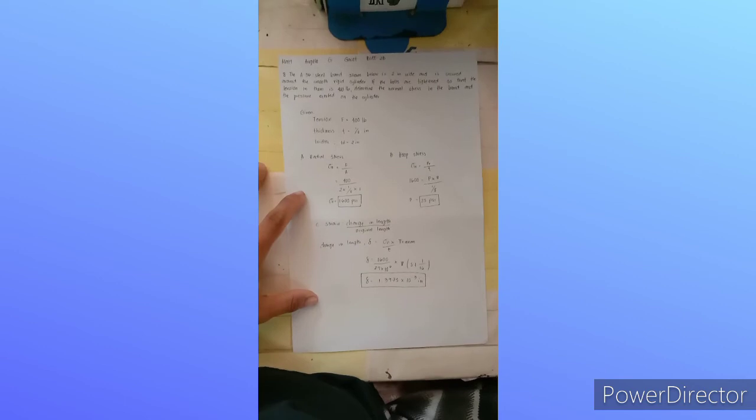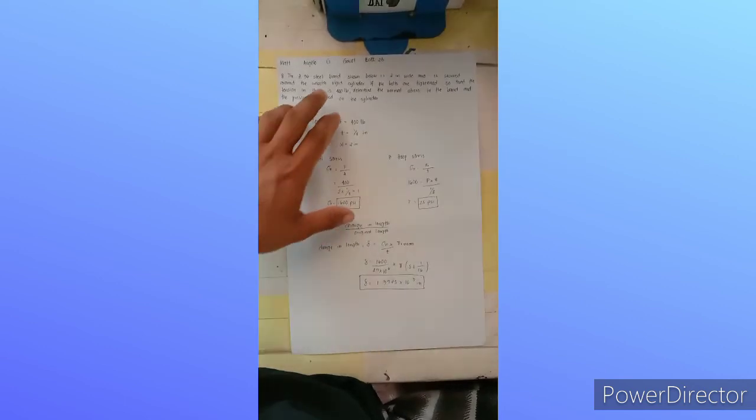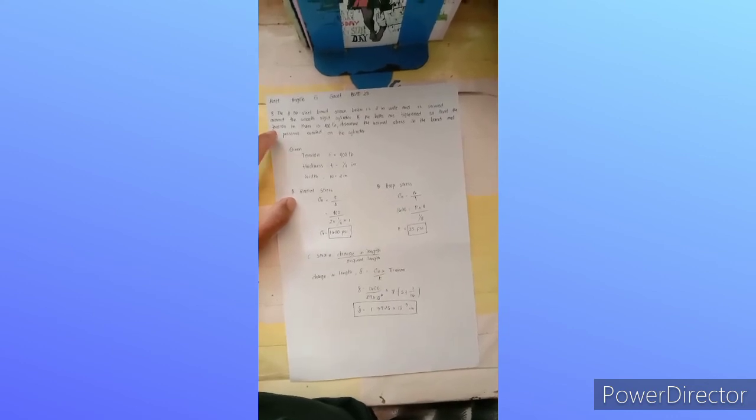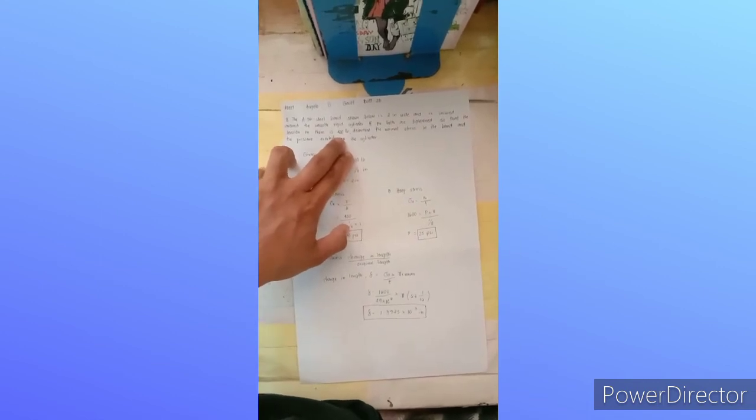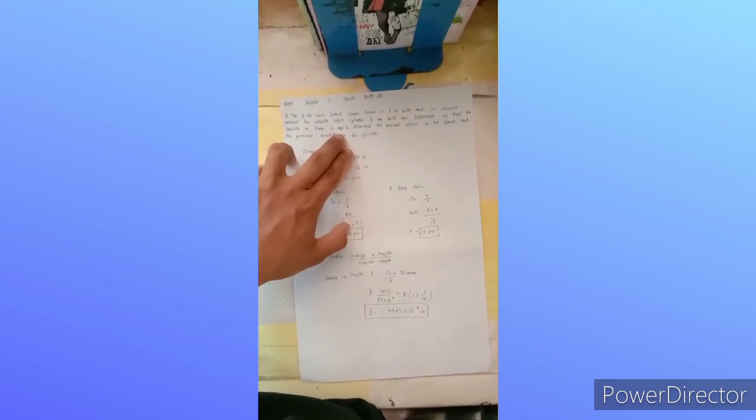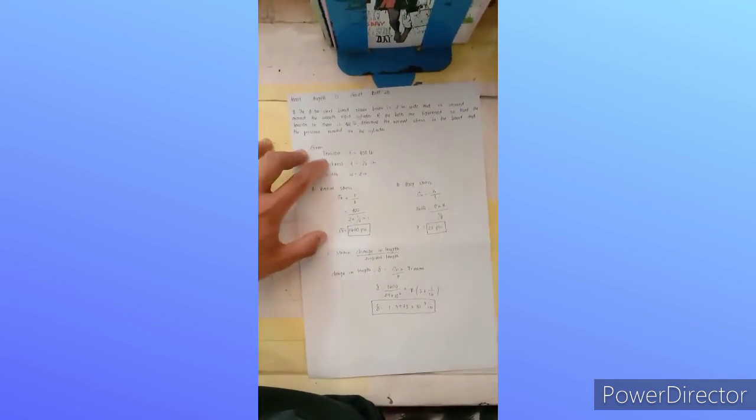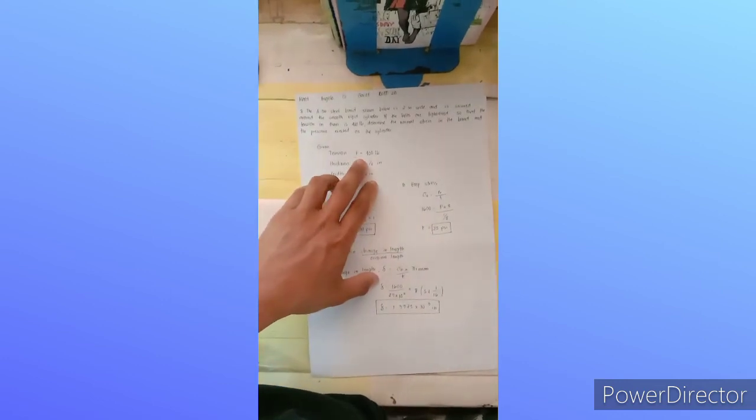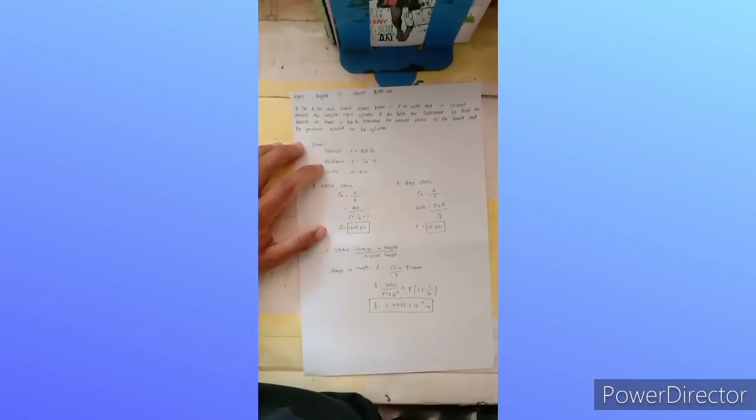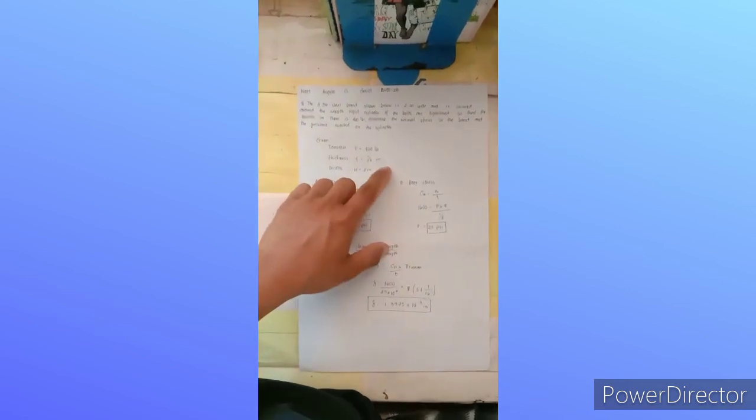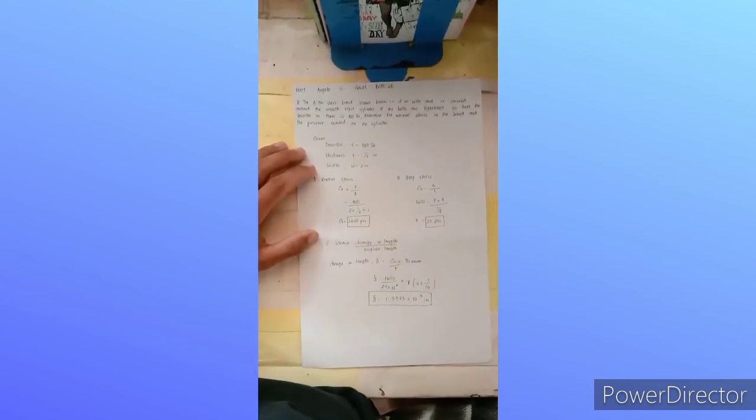So for number 8, a steel band shown below is 2 inches wide and is secured around a smooth rigid cylinder. If the bolts are tightened so that the tension in them is 400 pounds, determine the normal stress in the band and the pressure exerted on the cylinder. So given, the tension F is equals to 400 pounds, the thickness of 1 all over 8 inches, the width of 2 inches.